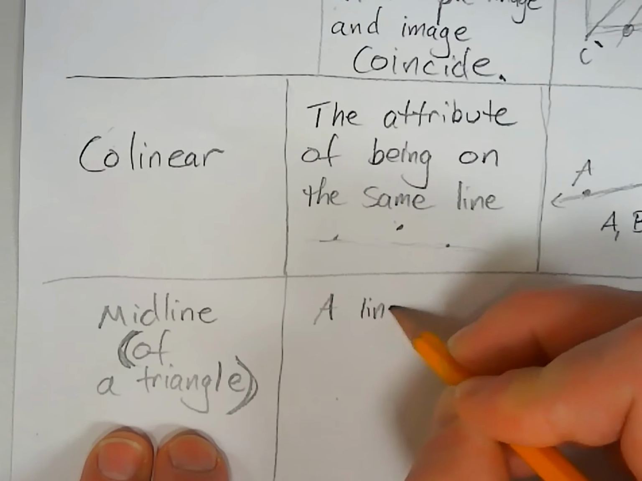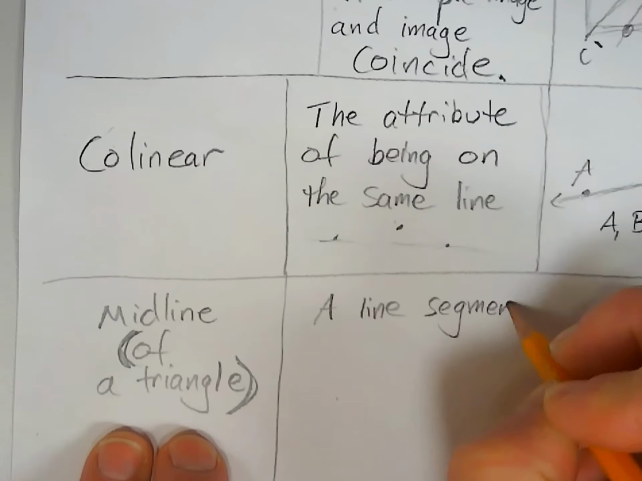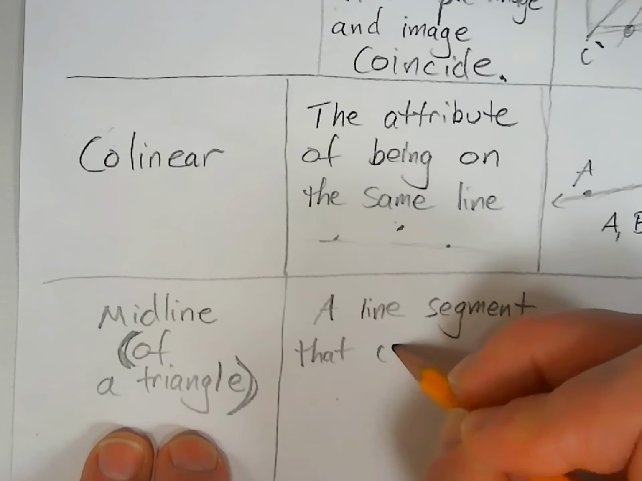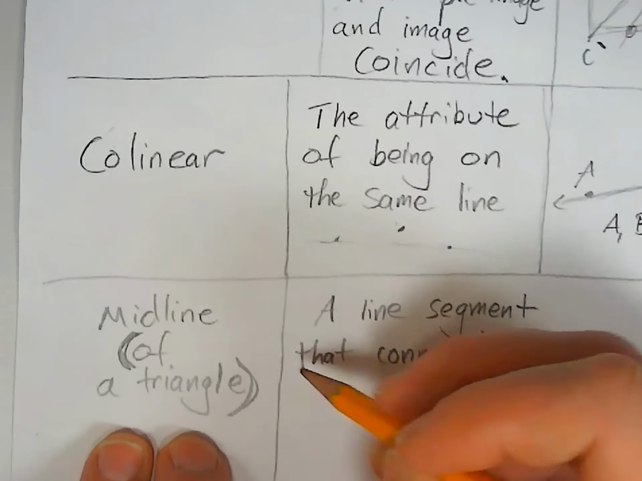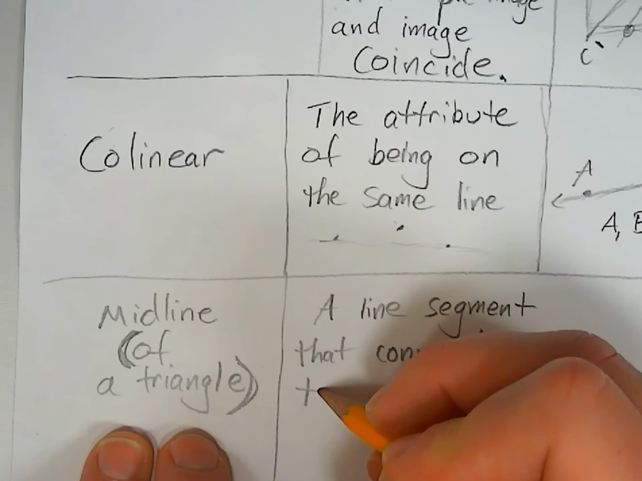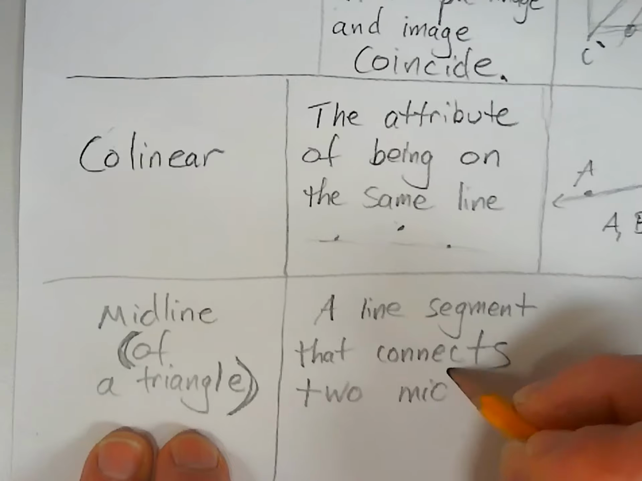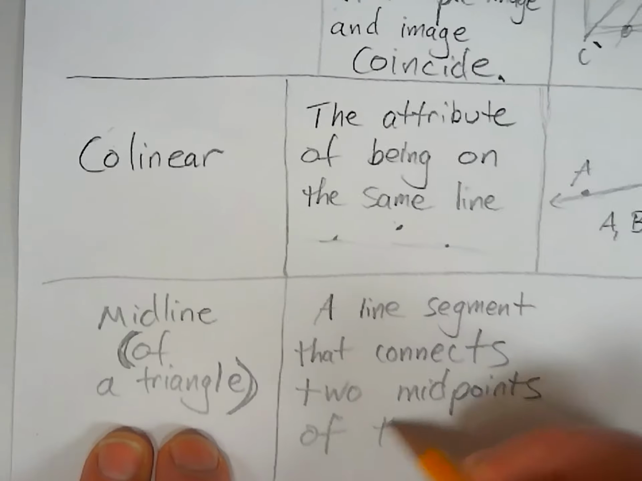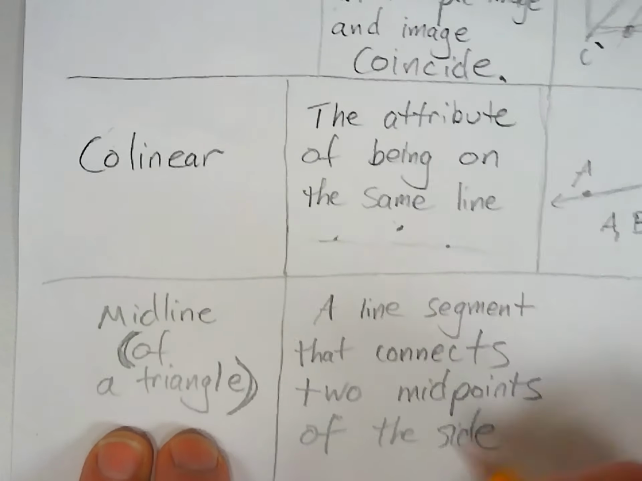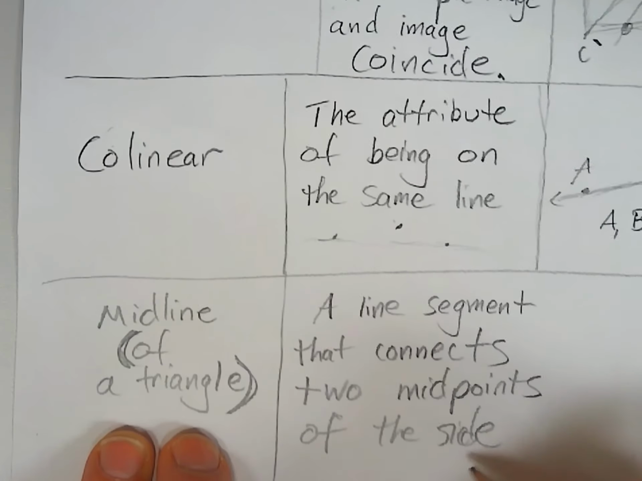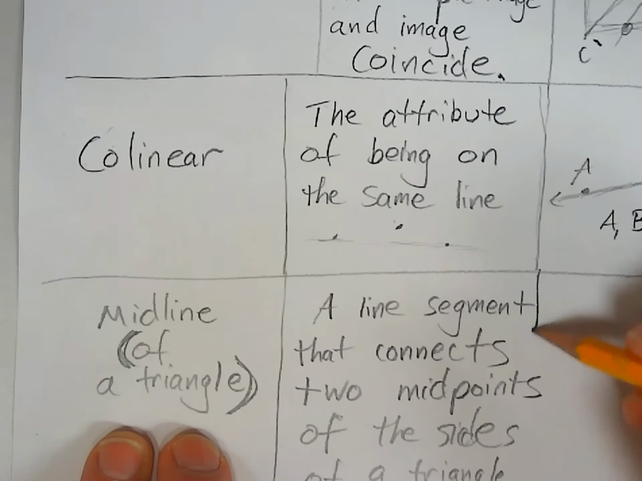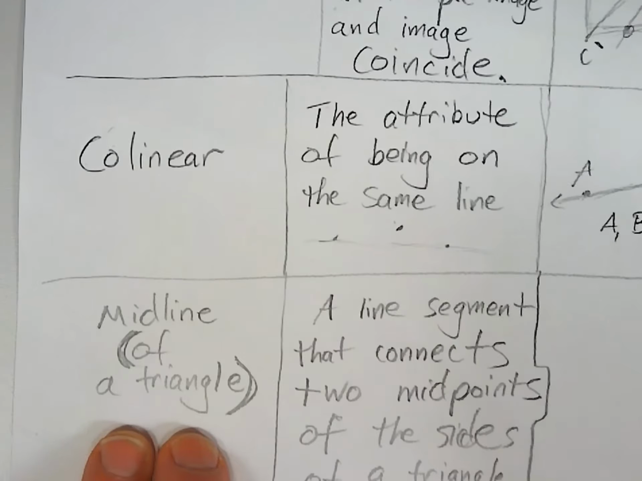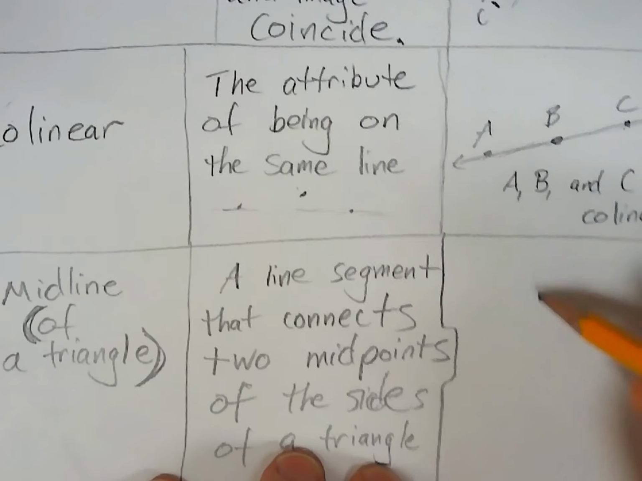A line segment that connects two midpoints of the sides of a triangle. So there's three sides. They all have midpoints. If you connect two of them, any two of them, you'll have a midline. So let's get a triangle.